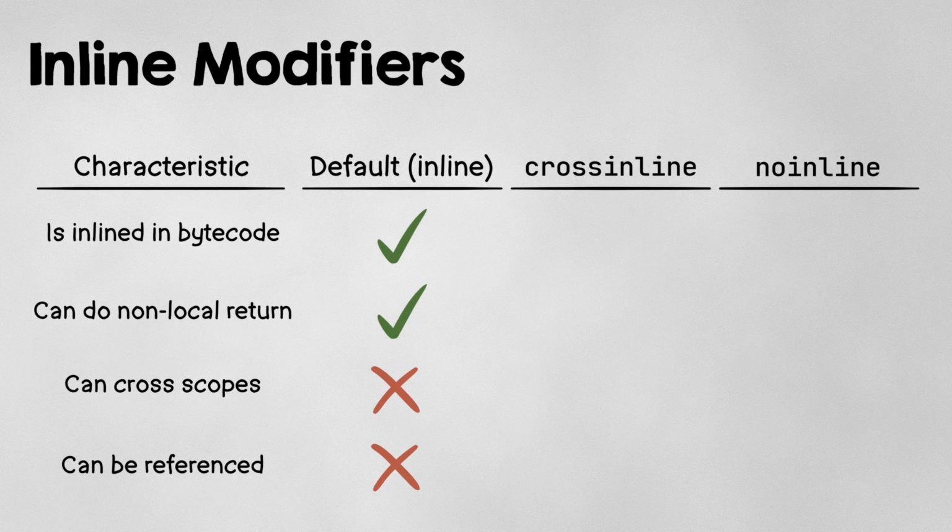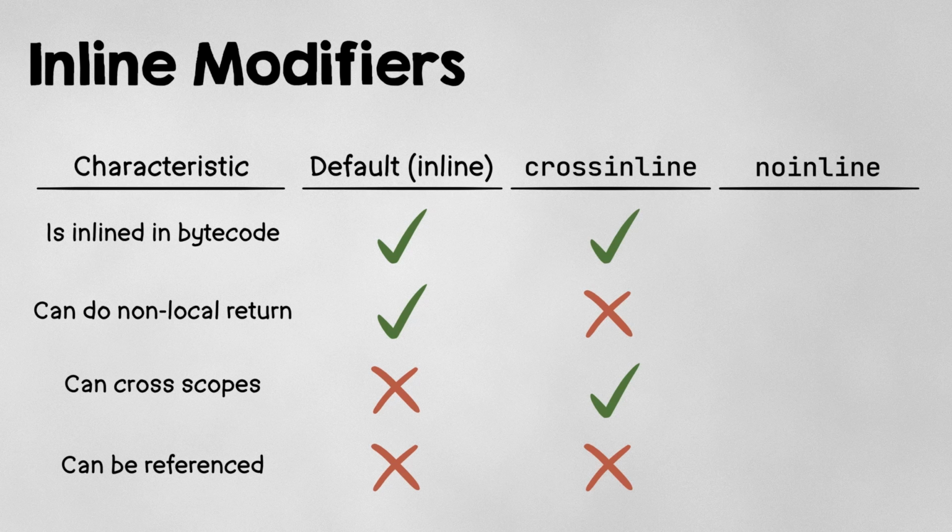If we change a lambda parameter to crossinline, it is still inlined in the compiled output. It is not able to do a non-local return, but it can cross into a non-inlined nested scope. And just like with a regular inlined lambda parameter, you can't assign it to a variable or pass it to a non-inlined function.